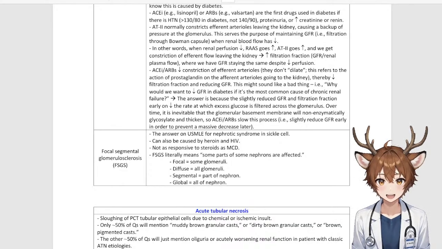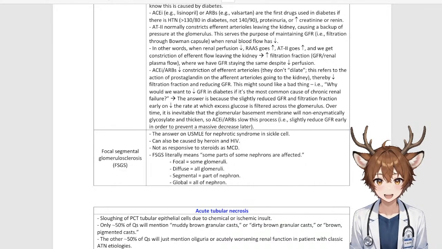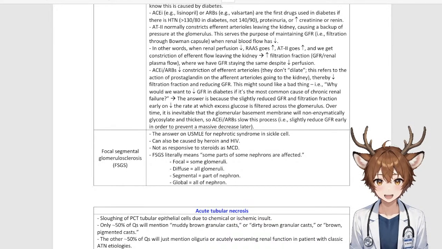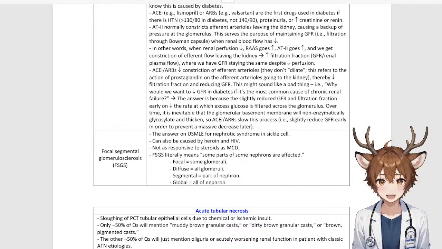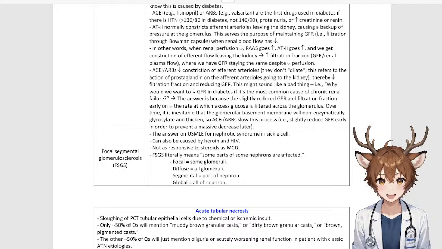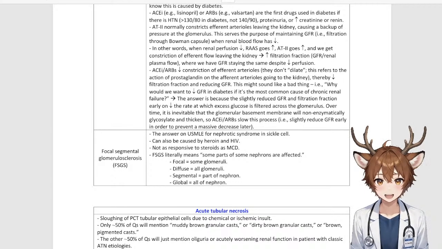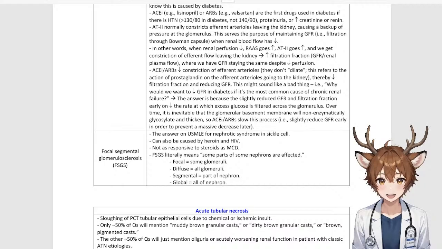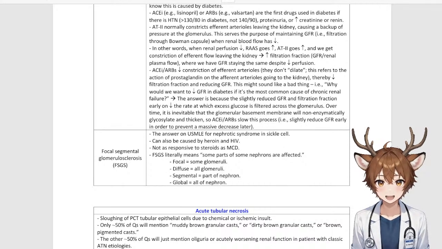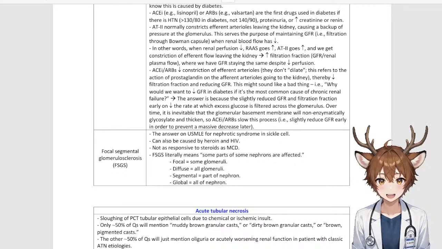Focal segmental glomerular sclerosis, or FSGS, the answer on USMLE for nephrotic syndrome and sickle cell, can also be caused by heroin and HIV, and is not as responsive to steroids as MCD is. Even though there's a certain degree of similarity between FSGS and minimal change disease, it is a different patient demographic pool, and it is also not responsive to steroids the way that MCD is. FSGS literally means some parts of some nephrons are affected.